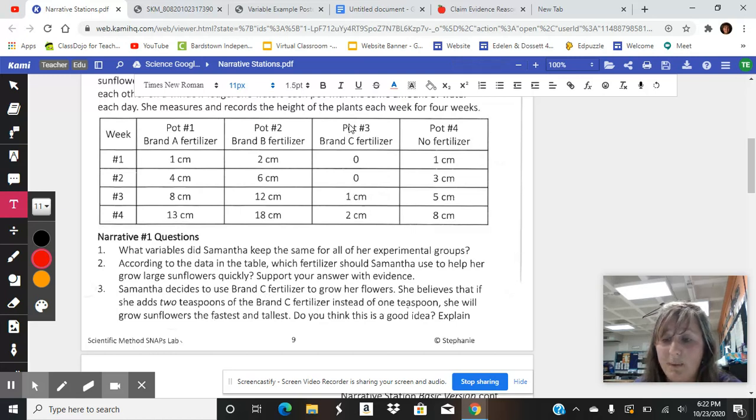So, Samantha decides to use brand C fertilizer to grow her flowers. And remember, brand C was not the best fertilizer because her plant did not grow very much. Do you think this is a good idea? Explain. So if we doubled it, on week 1, she had 3 teaspoons of fertilizer. So it didn't grow any. So if we had 6, which would mean week 2 had 6, it did not grow very much.